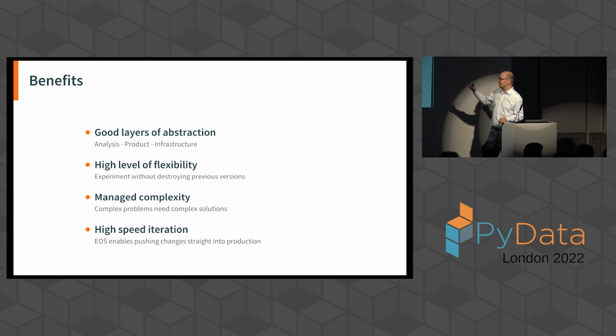And it also has managed complexity. We found that machine learning problems are inherently complex. You cannot have simple solutions. They don't exist. You don't try simple solutions. You are managing complex solutions, and this allows you, through the decoupling and the externalization of infrastructure problems, to enable high-speed iteration because you have the same code running in every place. You have only one version of it.